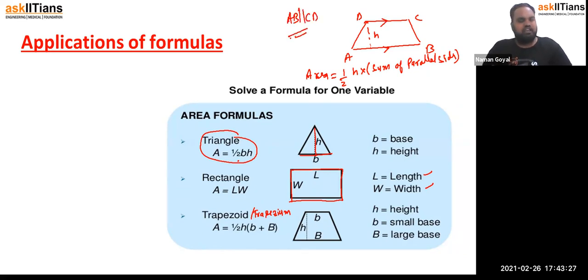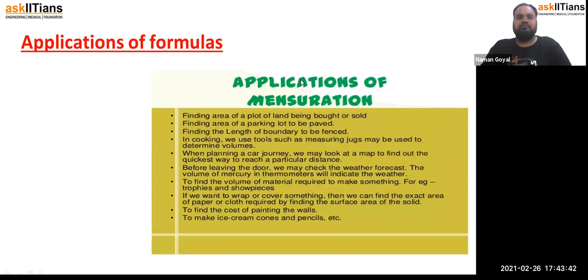So the area of a trapezium is equal to 1 upon 2 into height into the sum of the parallel sides. Are you getting my point? Okay, very nice. Basically these are the formulas, and most of them we already learned in the previous class.